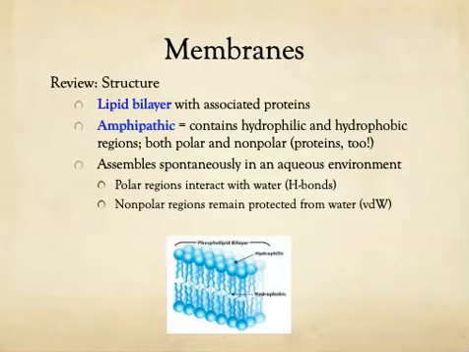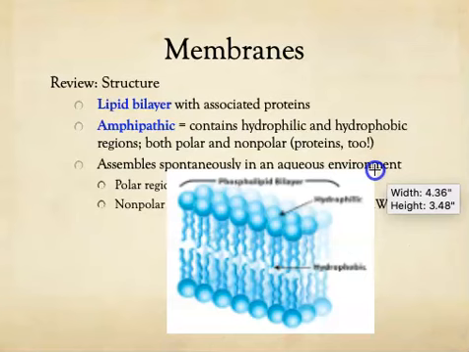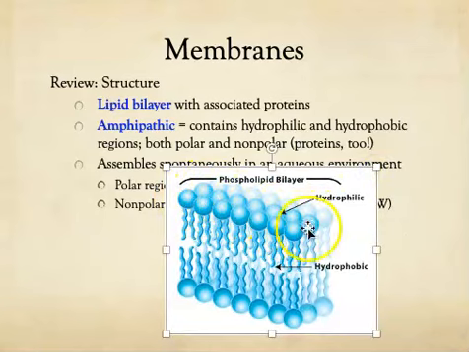Individual phospholipids are not covalently bound to each other in a membrane. They are held together by weak attractions, by hydrogen bonding between the polar regions and van der Waals interactions in the non-polar regions. And remember, in a phospholipid, the polar regions are the heads and the non-polar regions are the tails. And that's what we're looking at down in this image at the bottom of the slide. You can see a bunch of individual phospholipids that have come together and spontaneously assembled into a bilayer.